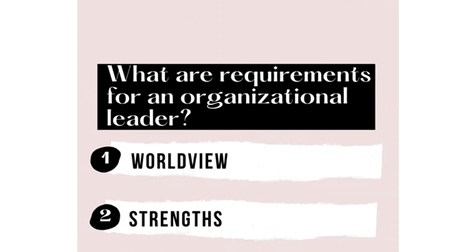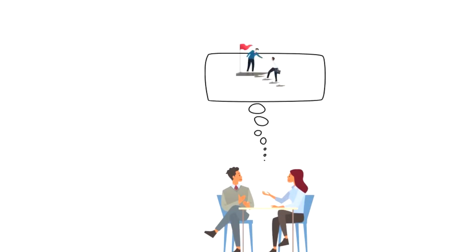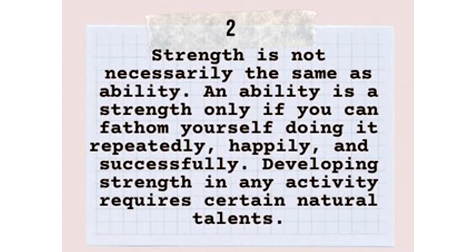Successful leadership is capitalizing on strengths and managing around weaknesses. Strength can be defined as consistent, near perfect performance in an activity. An individual should perform an activity at around a 95% success rate to consider their performance of that activity as strength. Strength is not necessarily the same as ability. An ability is a strength only if you can fathom yourself doing it repeatedly, happily, and successfully.